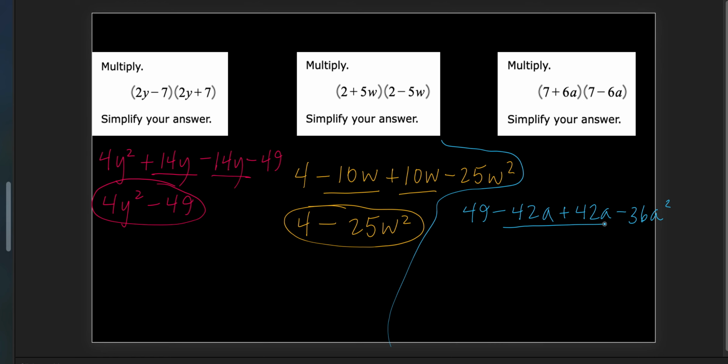So these two add up to 0. And this is what we're left with, 49 minus 36a squared. So see how all of our answers have a minus sign in them, and they're only 2 terms again.